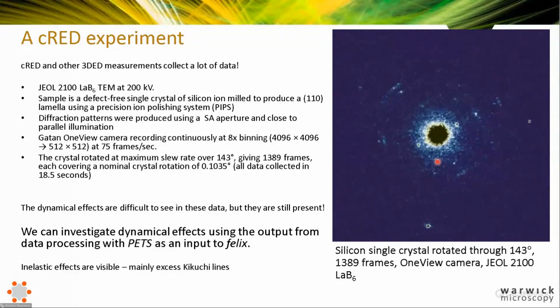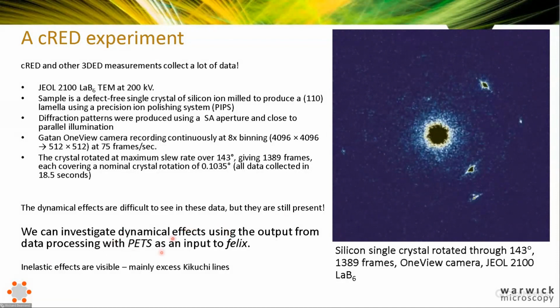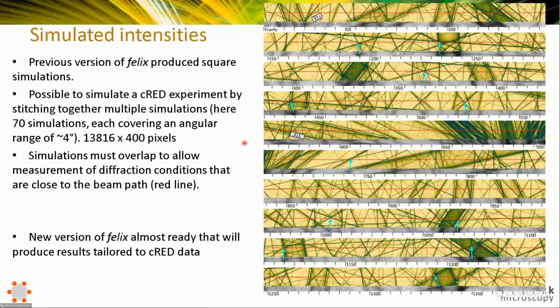We took these data and we used PETS to extract the intensities from every frame and also extract the crystal orientation. And then we used that as an input to our simulation program for Bloch waves, so we could actually simulate this data using Bloch waves. Here's the output from that simulation. So the previous computer program would produce square simulations because that was the kind of data that I was getting before. What I really want now is something long and thin.